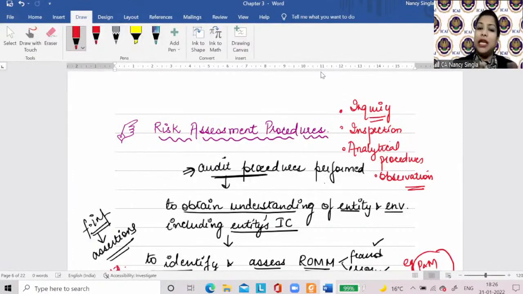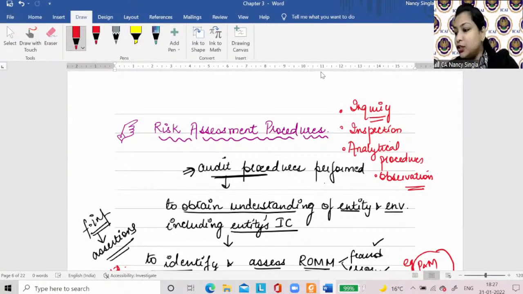ठीक है? He may inspect the documents, last year का, इस year का financial statements compare कर सकता है. He may perform certain ratios that the other companies in the similar industry, they are earning इतना GP, they have इतना GP ratio, my client is having itna, why there is a difference, right? And he may observe. Okay? So risk assessment procedures are the audit procedures which are performed to do the work that has been mentioned under SA 315. Okay? So is it clear?